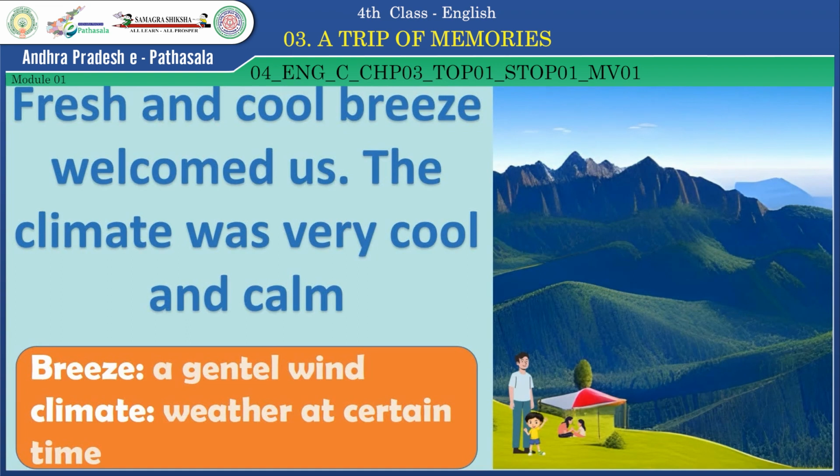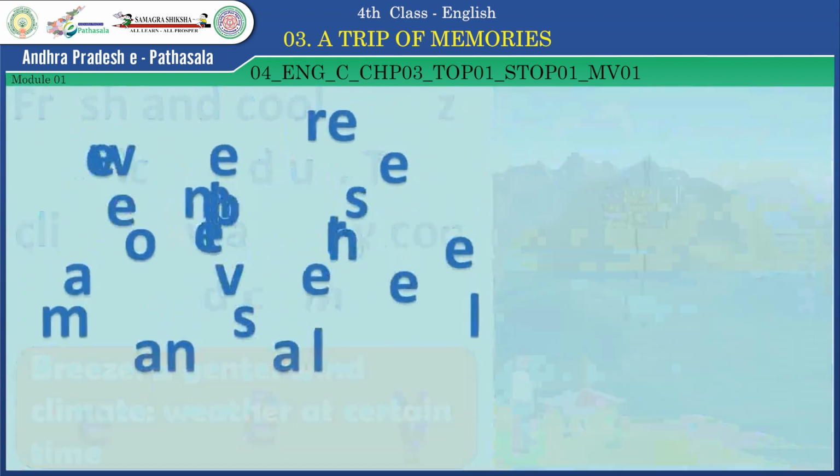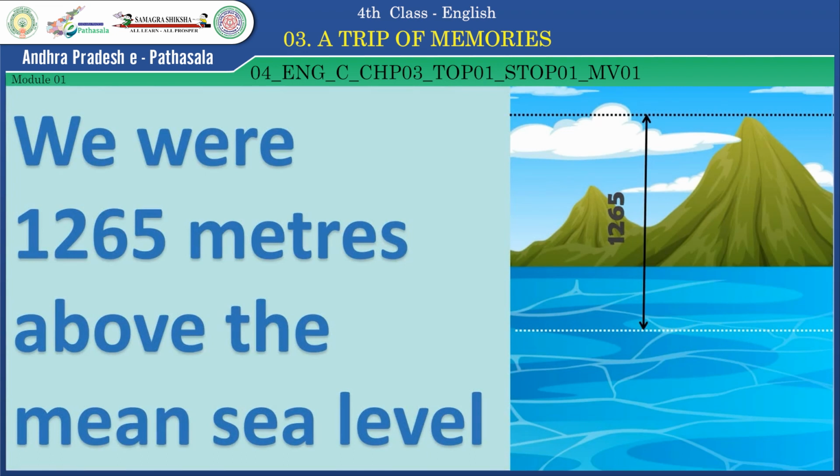Moving further, we all had a thrilling experience. We were at 1265 meters high above mean sea level. The meaning of thrill is sudden excitement. Here, kids, Hemant is experiencing his excitement of knowing that they were at 1265 meters above the mean sea level.